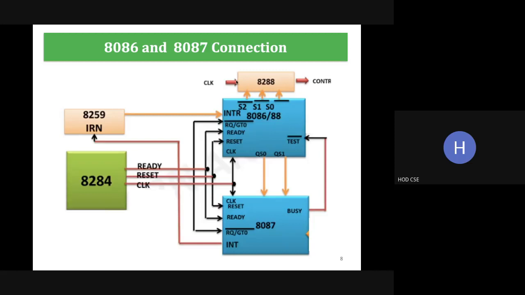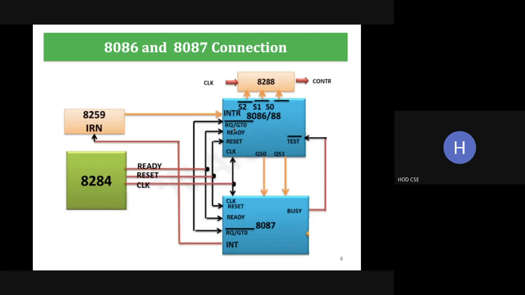See here, this is the clock generator. 8284 is the clock generator, and here this 8259 is nothing but an interrupt controller. We have a large number of interrupts to the processor. To control this, we have the interrupt controller 8259. We'll be seeing that in later units. And here 8288 is a bus controller.